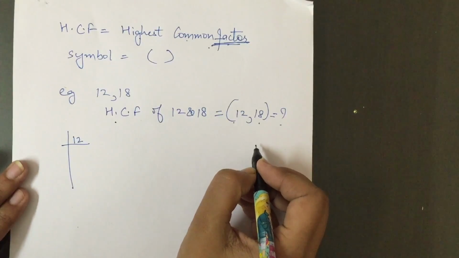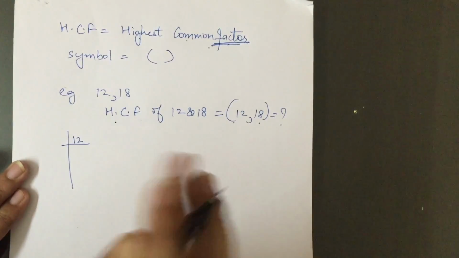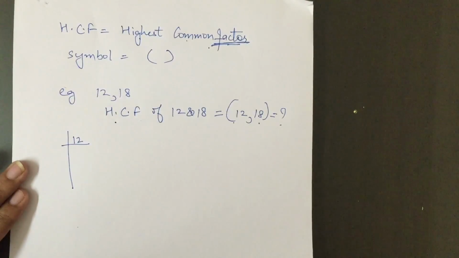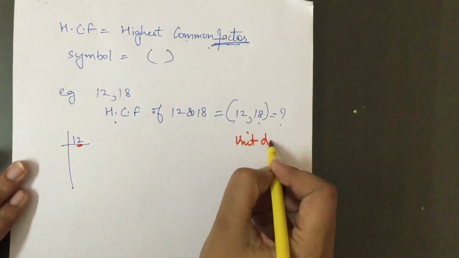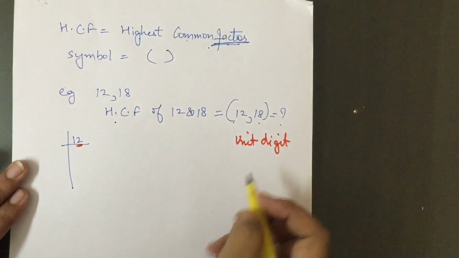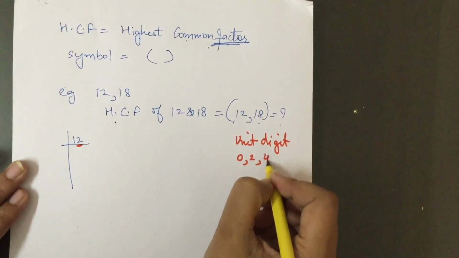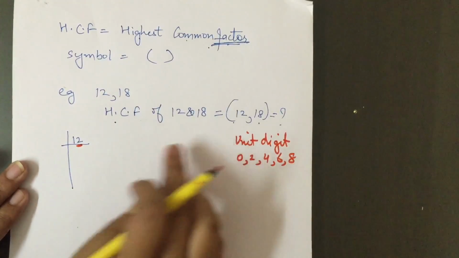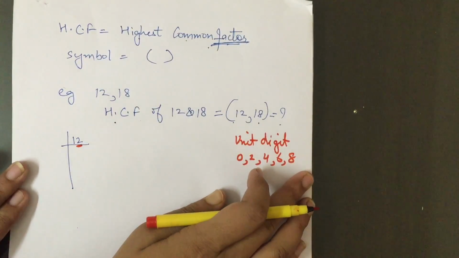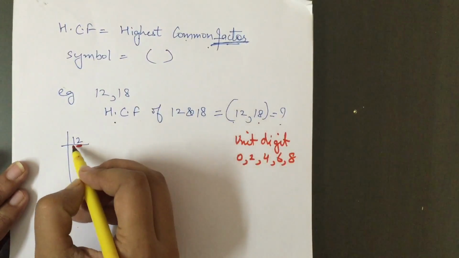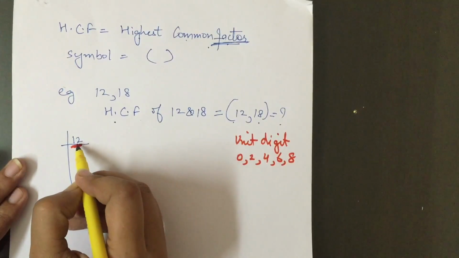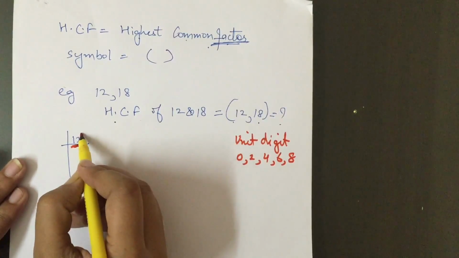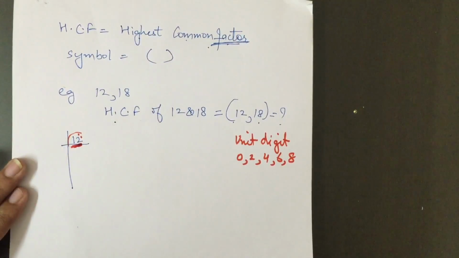How can we check the divisibility of any number by 2 without actual division? There is a shortcut method: if the unit digit of any number is 0, 2, 4, 6 or 8, we can say that the original number is divisible by 2. Like you can see in this example, the unit digit of 12 is 2. It means the whole number 12 is divisible by 2.